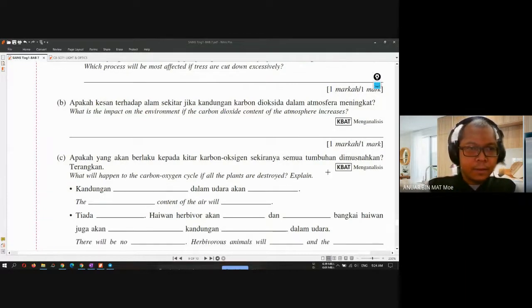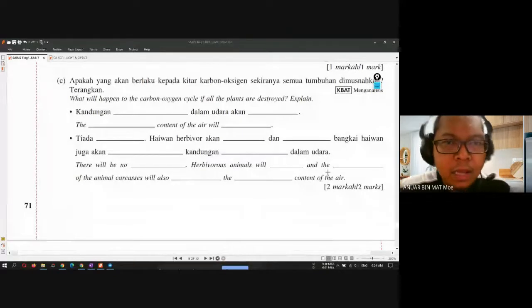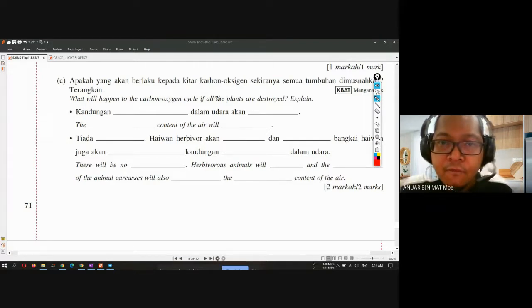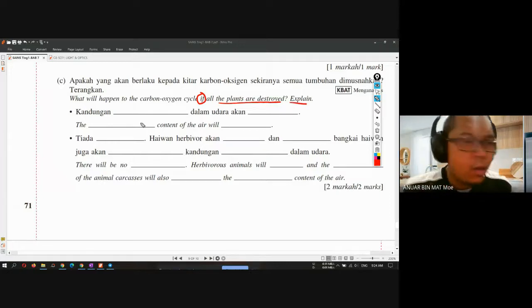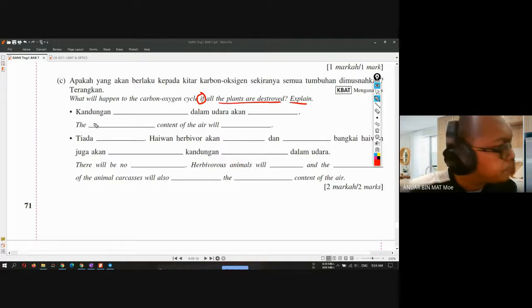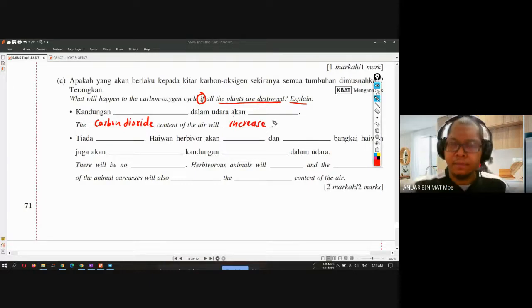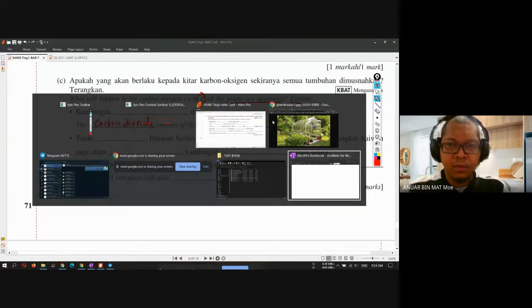Next one, C. What will happen to the carbon oxygen cycle if all the plants are destroyed? If all the plants are destroyed, explain. What happened to the content? What increases? The air will what? Okay, just write the answer. The carbon dioxide content will increase.